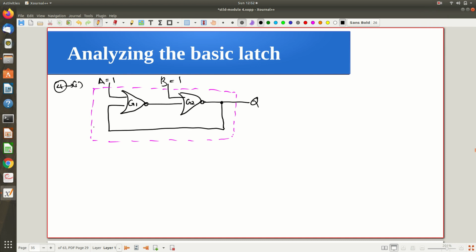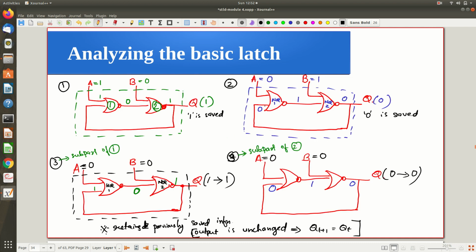Let's see the subparts. What is the problem here? This is actually a complicated situation. So when both the inputs are 1 1, let's try to understand what is happening. When one of the inputs to the NOR gate is 1, there is no problem, because the output is fixed at 0, right? Here also one of the inputs is 1, so the output is 0. So here also you are getting zeros, and you are able to save 0, right? In the second case also you are saving 0.